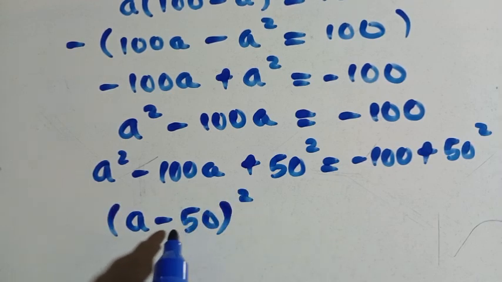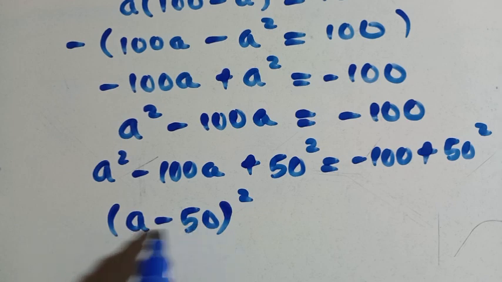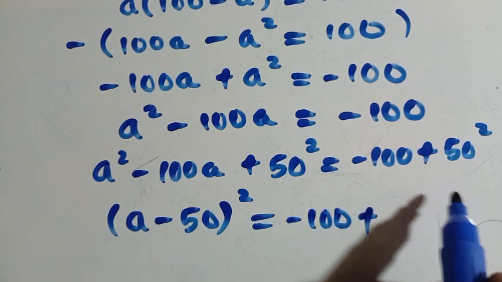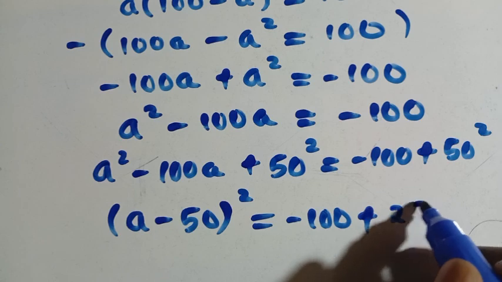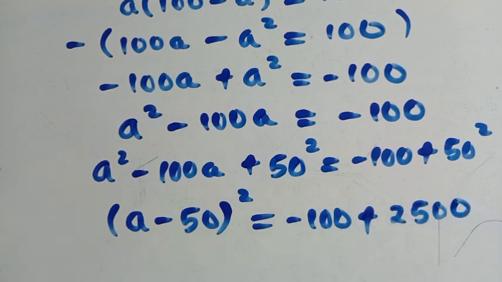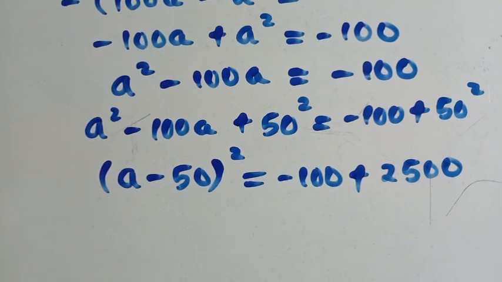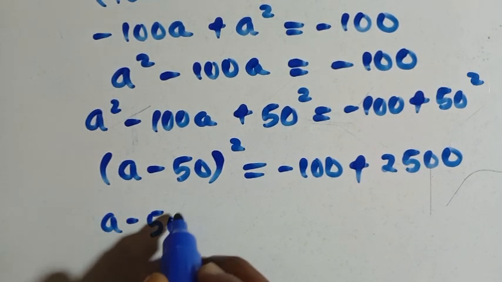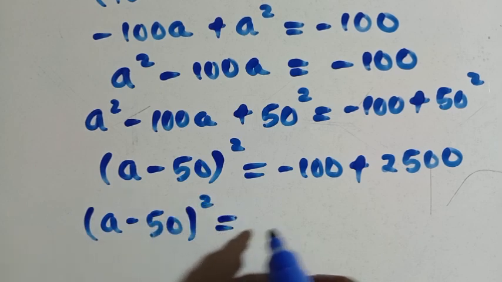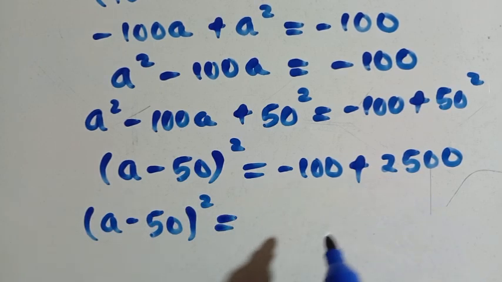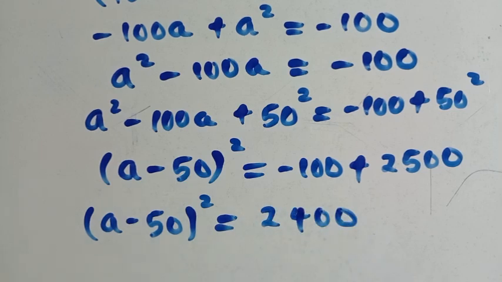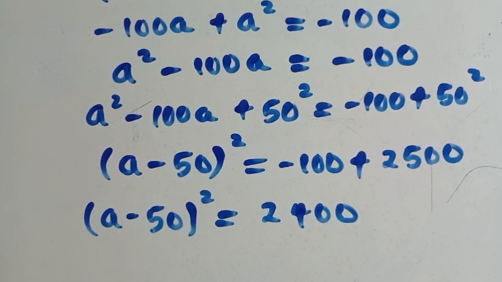So we can pause this video here and try to expand this. When we expand this, we are going to get this preceding line. Then this equals minus 1 plus, so 50 squared here, we have it as 2005. And from here, we are going to write this as a minus 50 squared equals minus 1 plus 2005. So we have it as 2004. And let's take the square root of both sides.